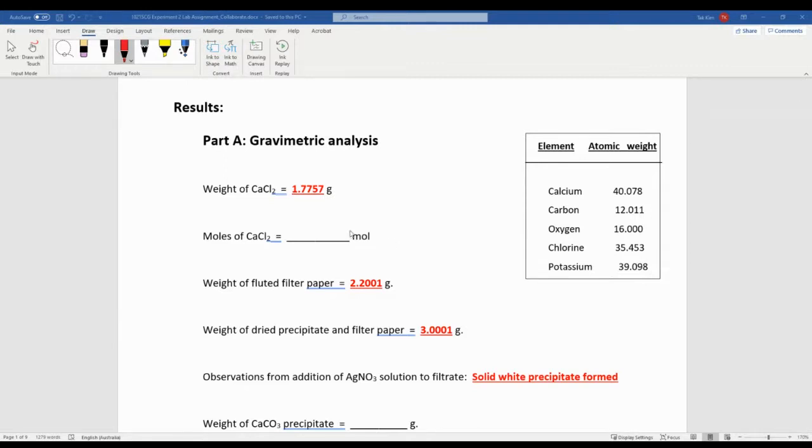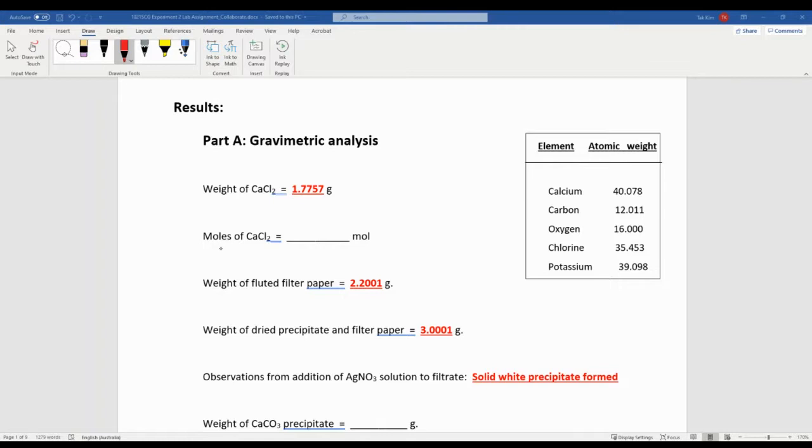Let's have a look at part A, gravimetric analysis. That is the mass that you started with. In the lab, you weighed this much mass, and it is asking to calculate the number of moles of calcium chloride. To calculate the number of moles of calcium chloride, you should get the molar mass or molecular weight. To do that, you'll need to look at the atomic weight of each element. We have 1 calcium and 2 chlorine.